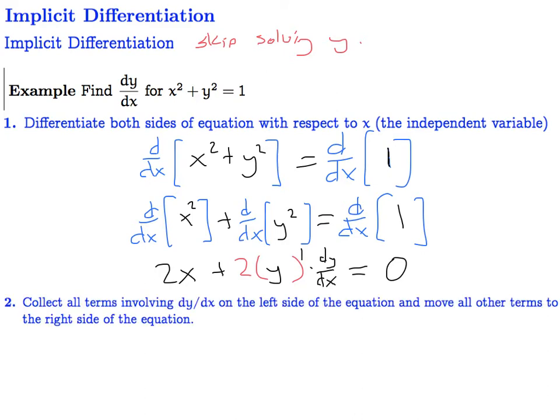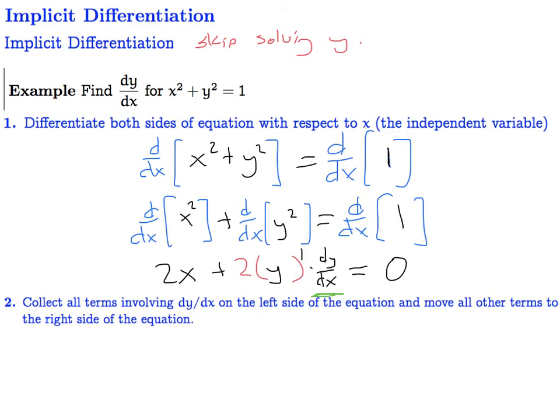So what we're going to do now is engage in a lot of steps that basically solve for dy over dx. We want to get the derivative by itself. It's just solving an equation as usual. There's a lot of steps because there's a lot of things that can go on here. The first hint is to collect all terms involving dy dx on the left side of the equation, and move all the other terms to the right-hand side of the equation.